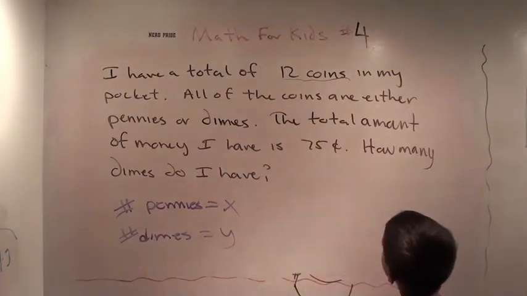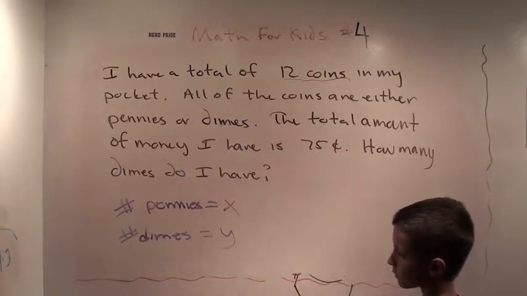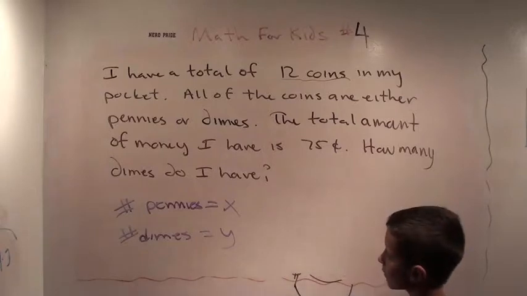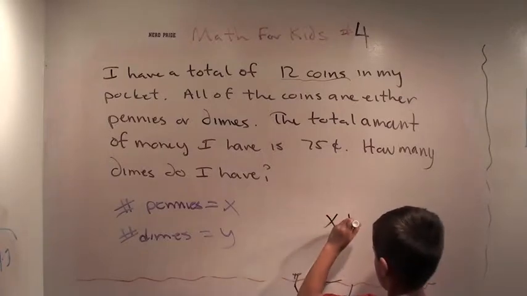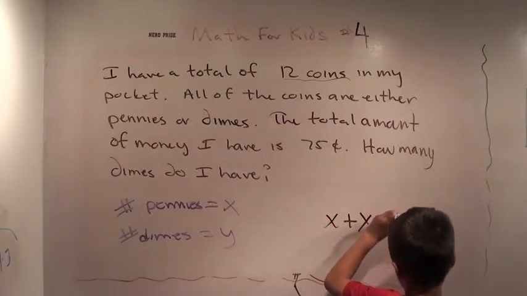Very good. Okay. So we know that the number of pennies plus the number of dimes is 12. So X plus Y equals 12. Good job. Go ahead and write that down. So, X plus Y equals 12.